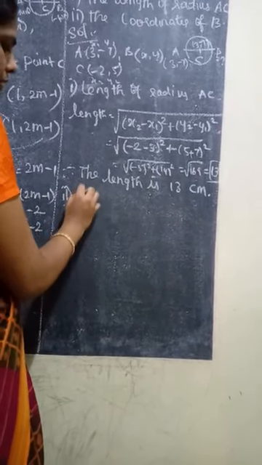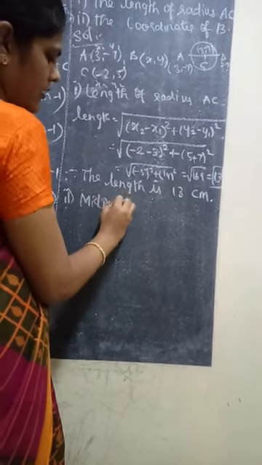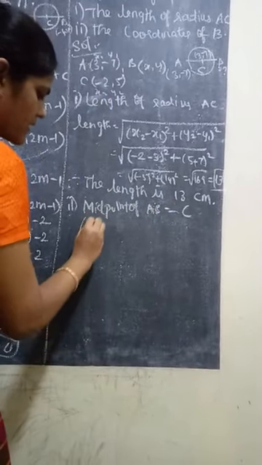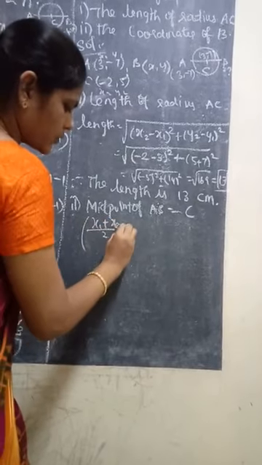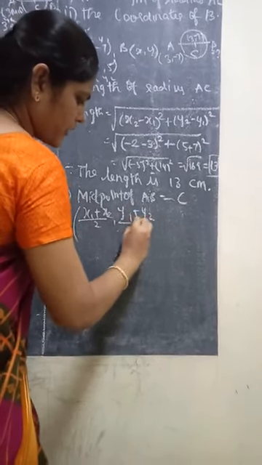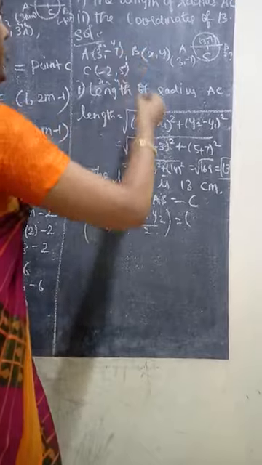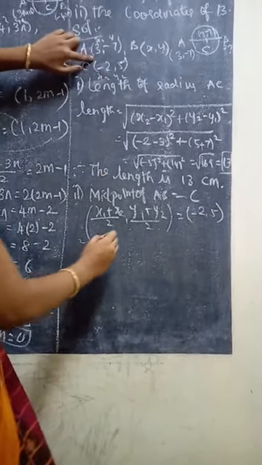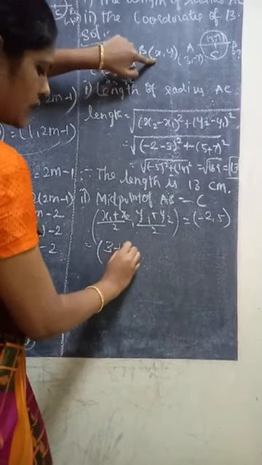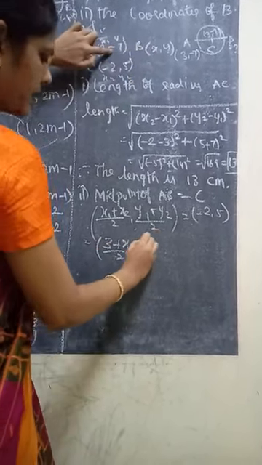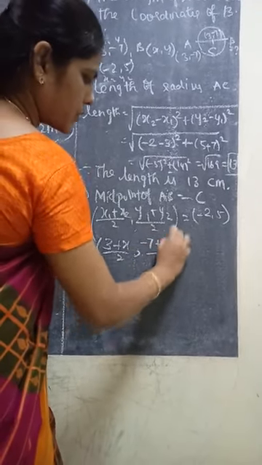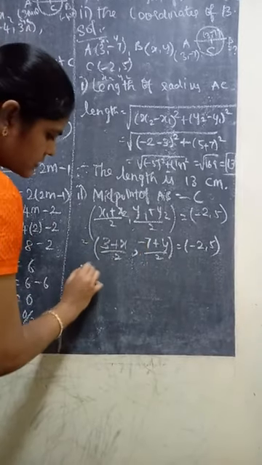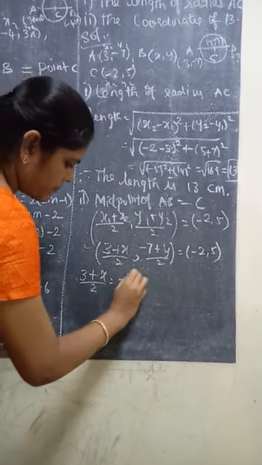Second part: now we need to find the coordinates of B. Same as the previous part, the midpoint of AB is equal to C. What is AB? (x1 + x2)/2, (y1 + y2)/2 equal to the C value, (-2, 5). What is x1? This is x1, 3. So (3 + x)/2, (-7 + y)/2 equal to (-2, 5). Next, (3 + x)/2 equal to -2.